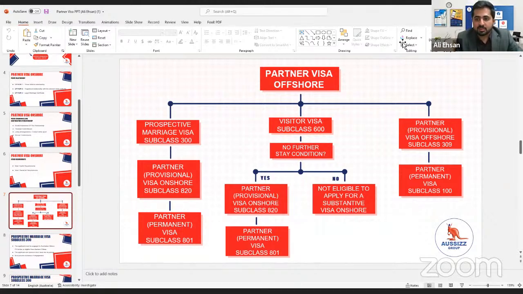Now, if your partner is offshore, then you lodge subclass 309 while the applicant is offshore. Once the visa is granted, the applicant is able to come to Australia, live here, and then wait for 100. I'll discuss that in detail.